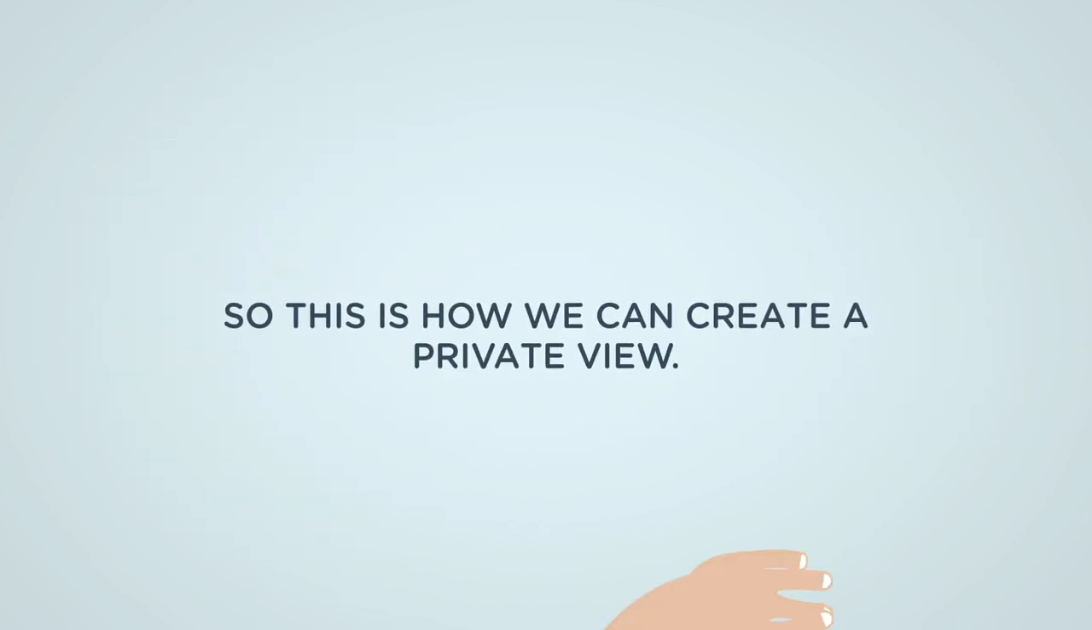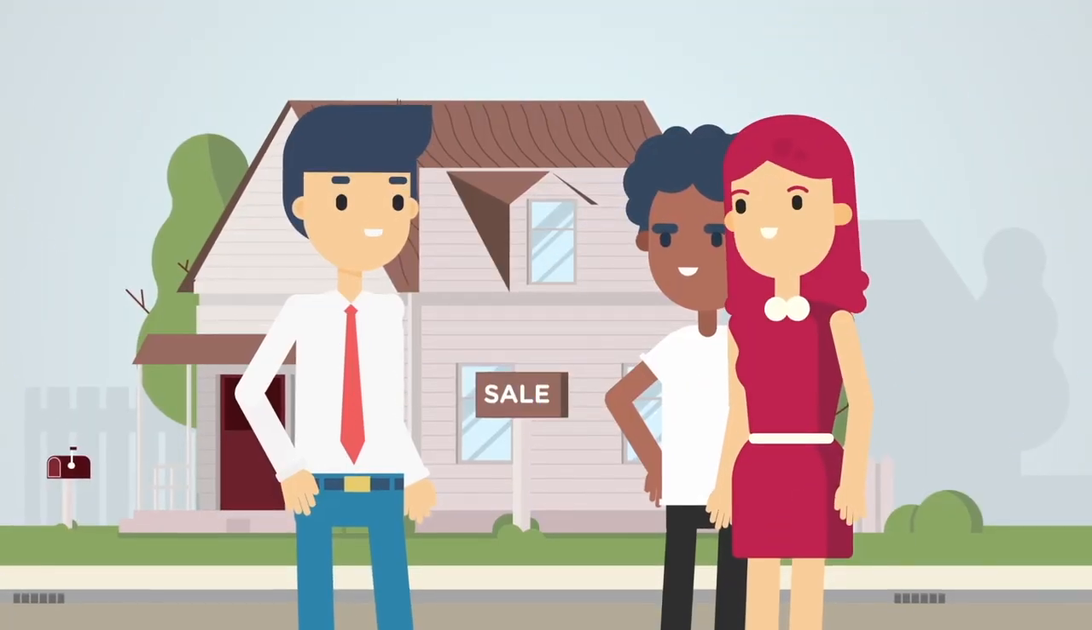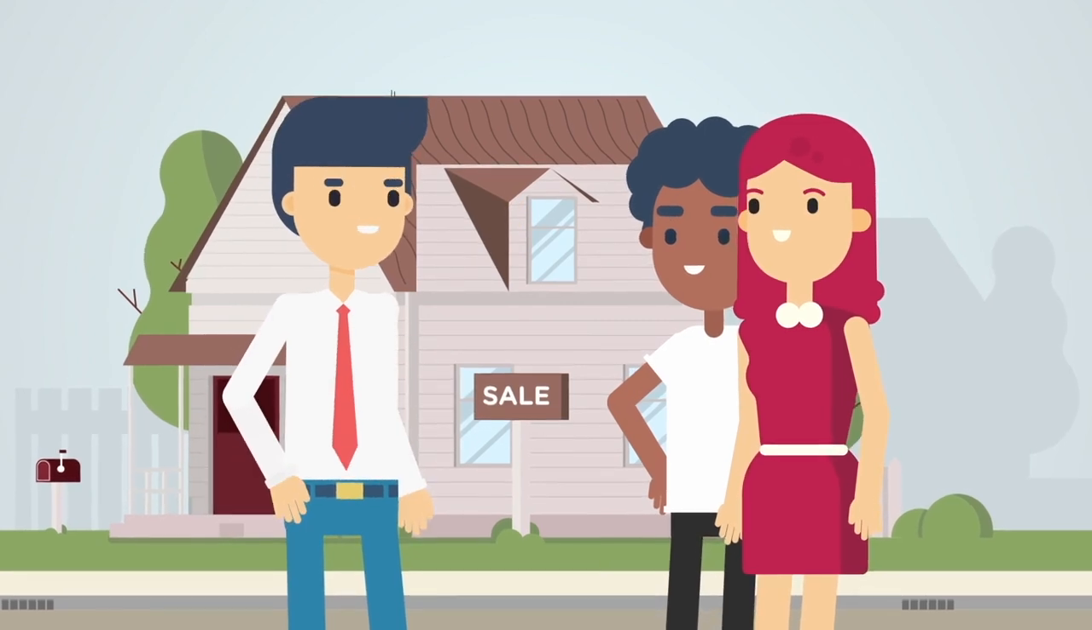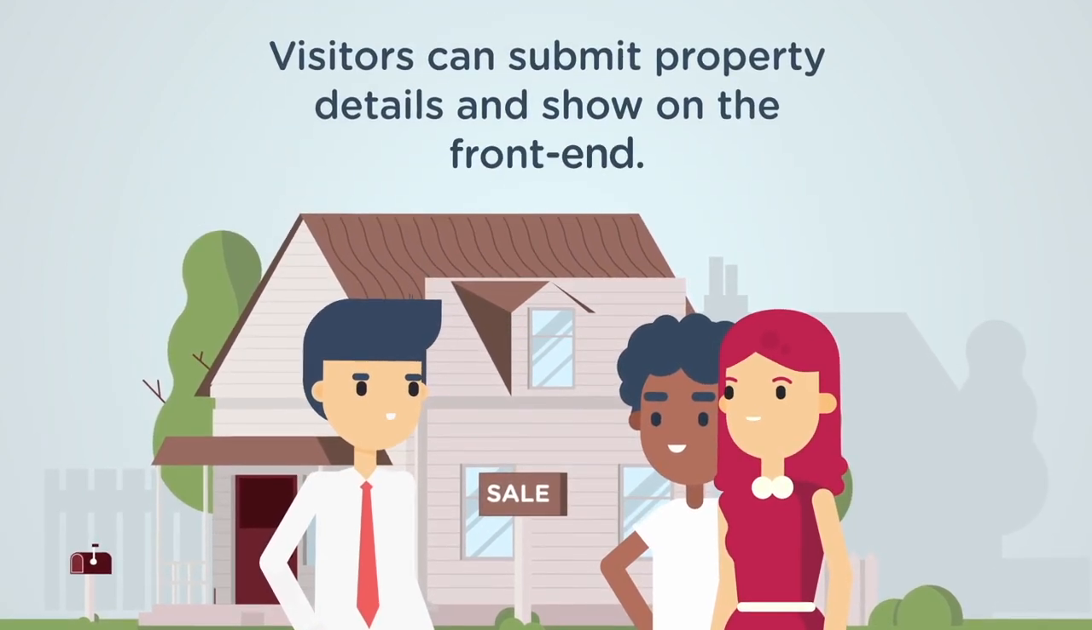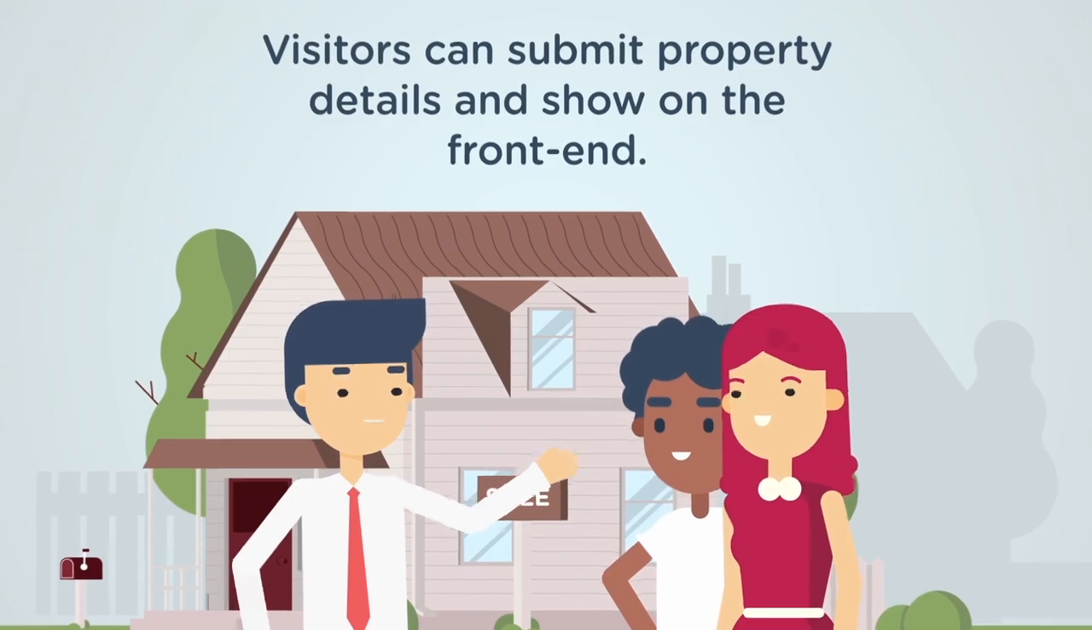So you've seen how to create a private view. Now let's create a public view. It will be for real estate listings. Visitors can submit property details via a form, and the data will be visible on the front end.